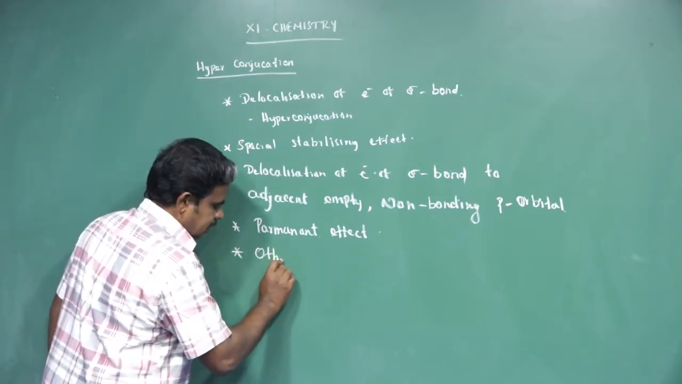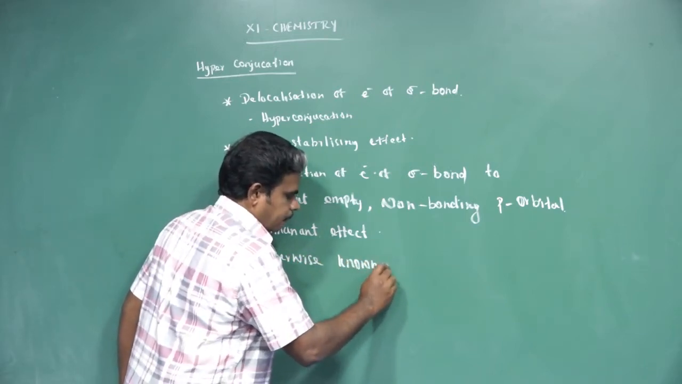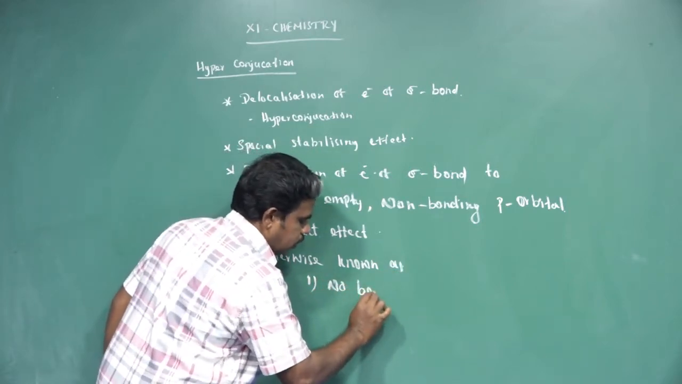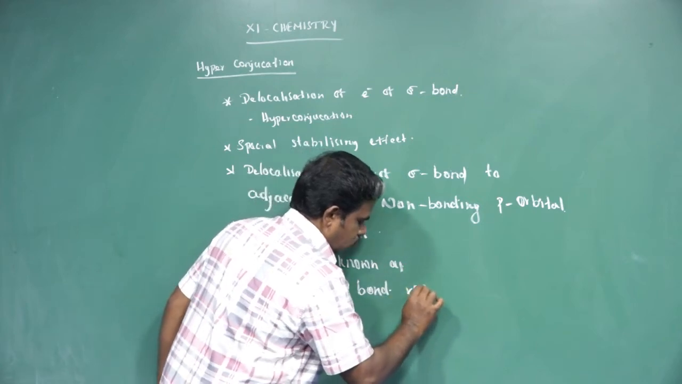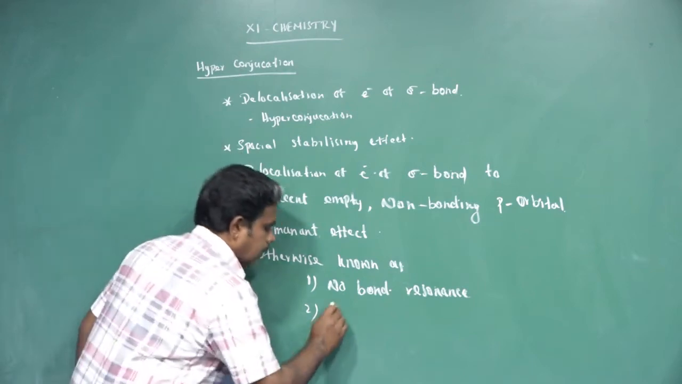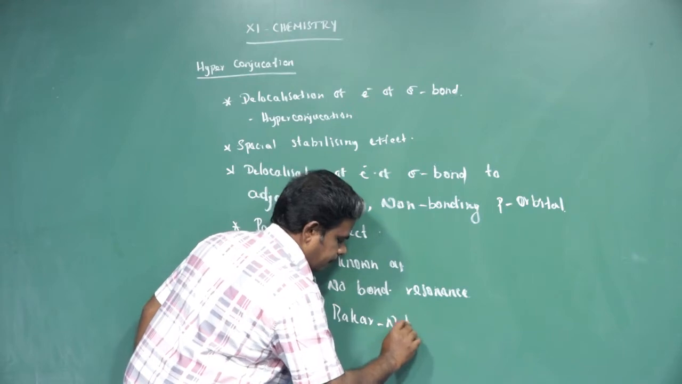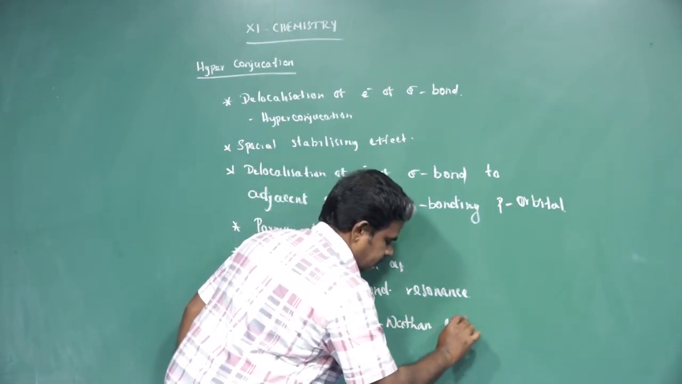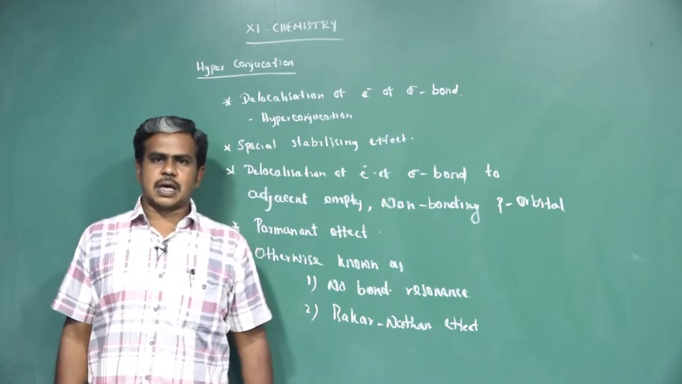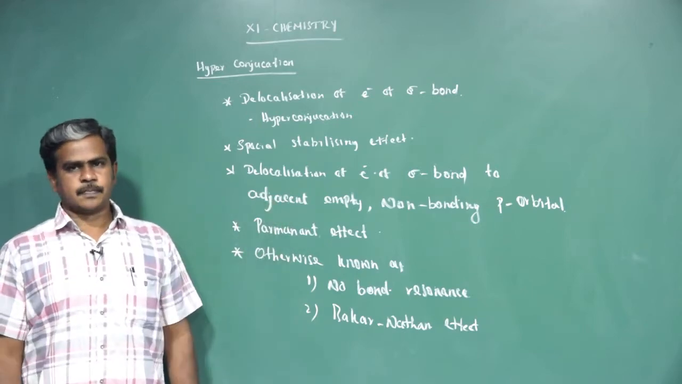So it is otherwise known as no bond resonance and is also called the Baker-Nathan effect. So sometimes they may ask, what is that no bond resonance or what is that Baker-Nathan effect? It's nothing but hyperconjugation. Okay.